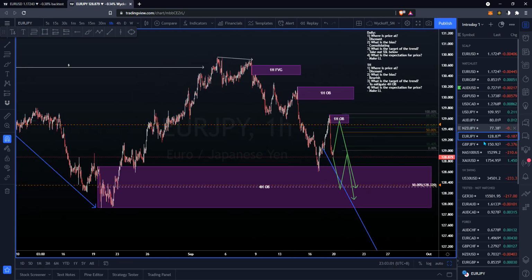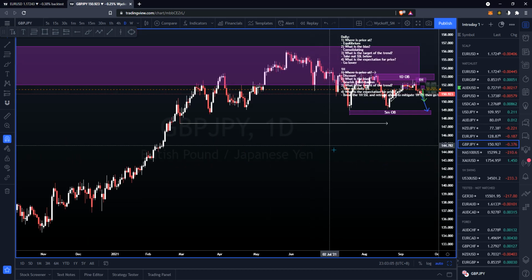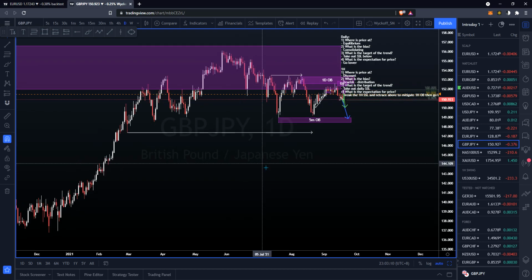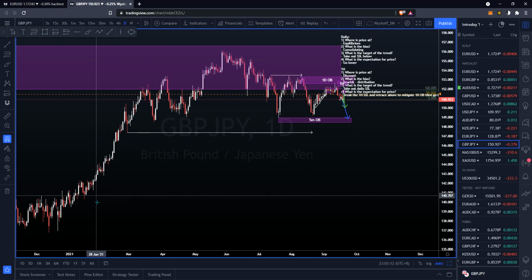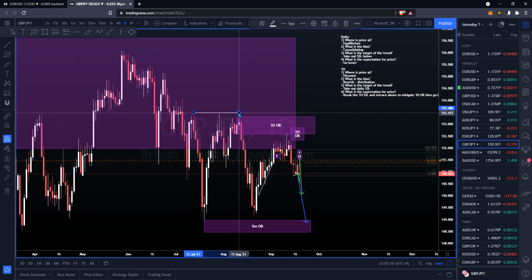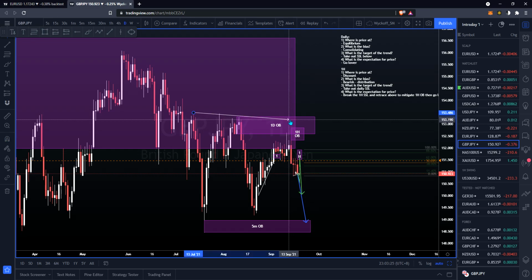Last we have USDJPY. So this is similar. So a lot of sell side liquidity over here. We have buy side liquidity over here, equal highs.